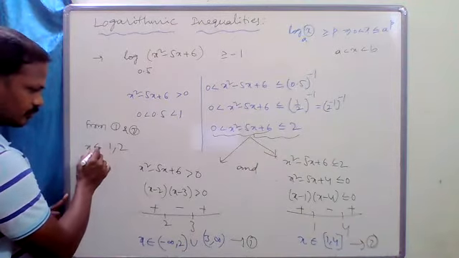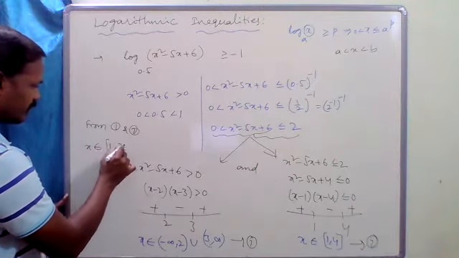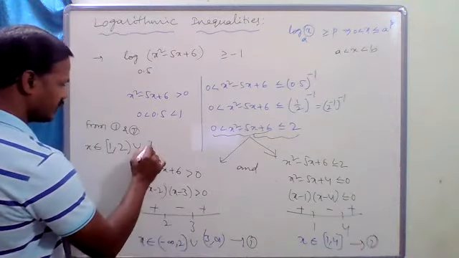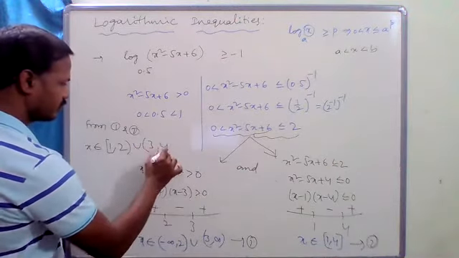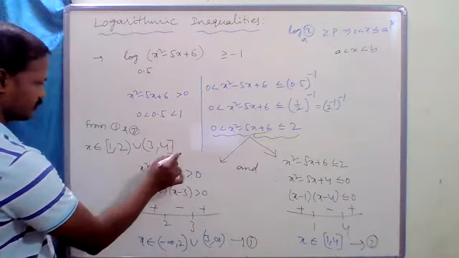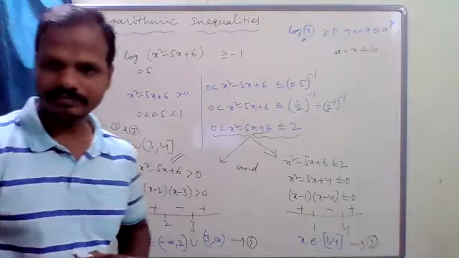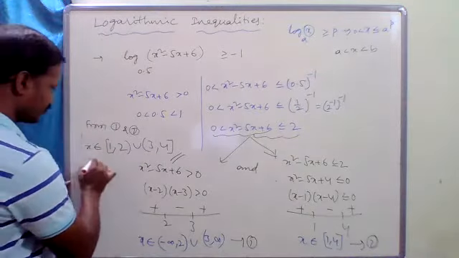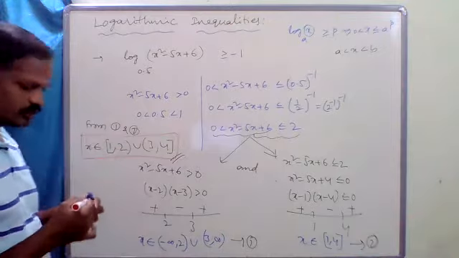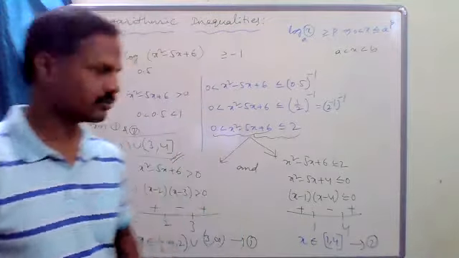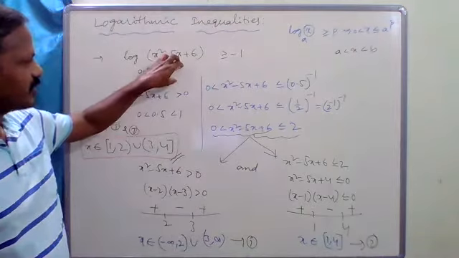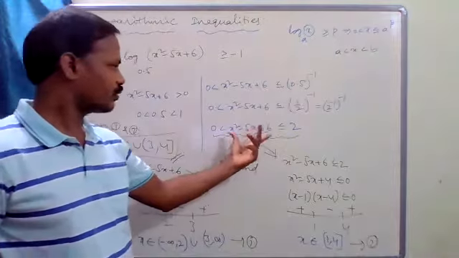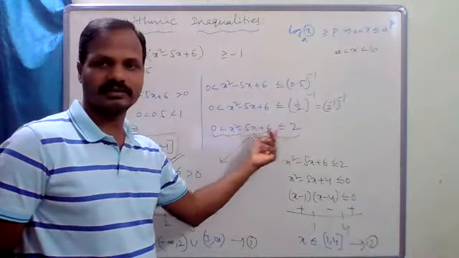So 1, 2. Where 1 is included, 2 not included, union, 3 is not included, 4 included. Is it clear? So don't confuse. See, to satisfy this is the condition by using this. Now here two cases, this condition and this condition.